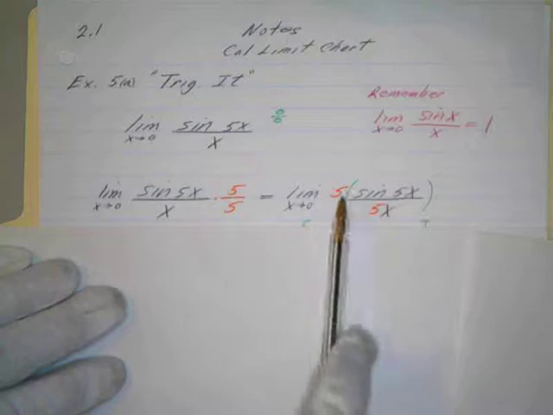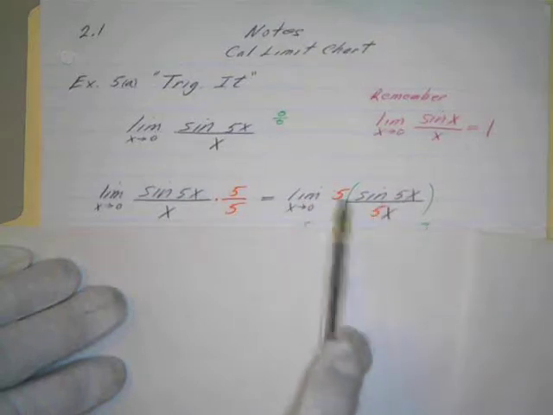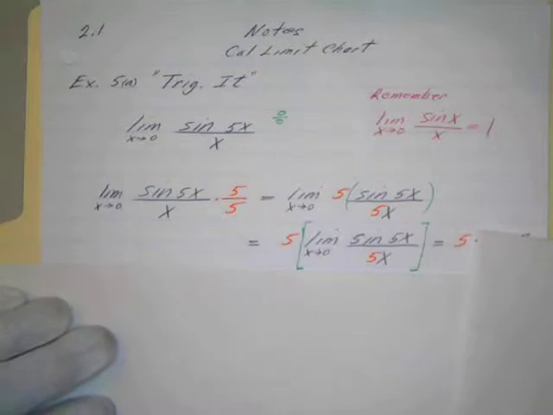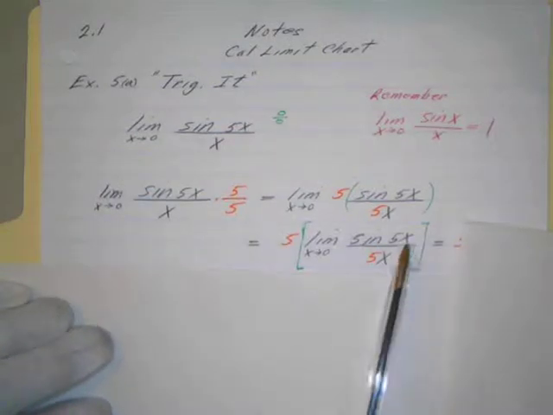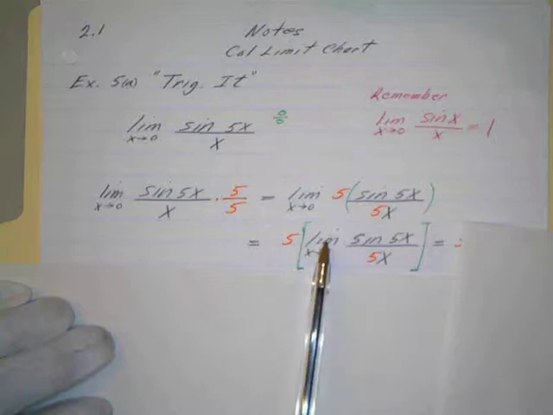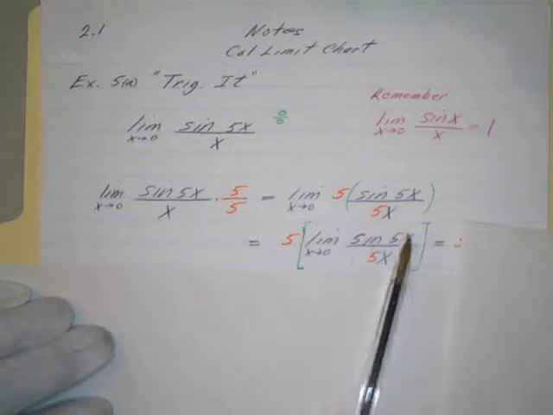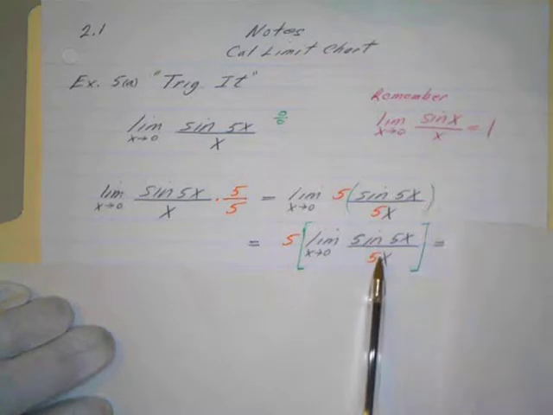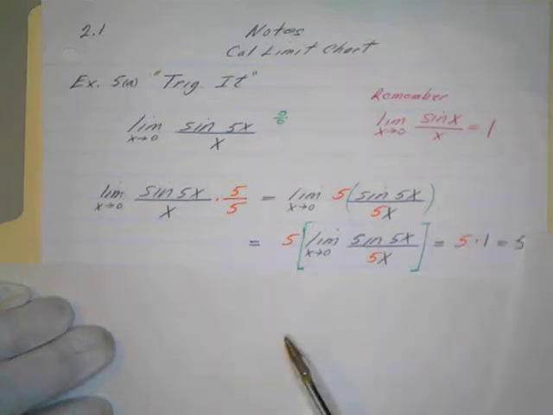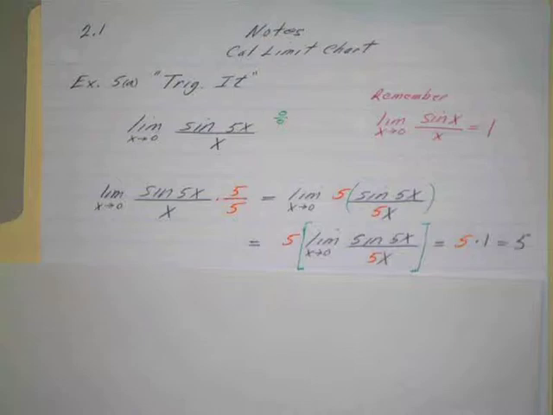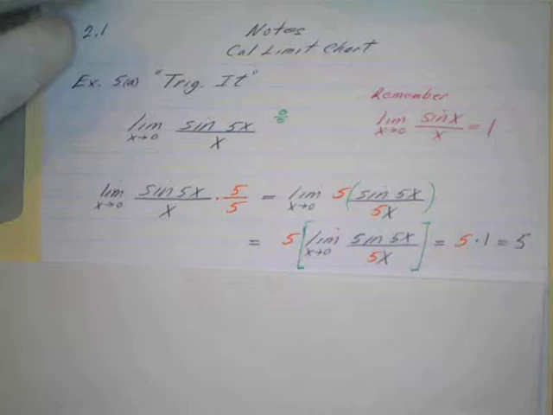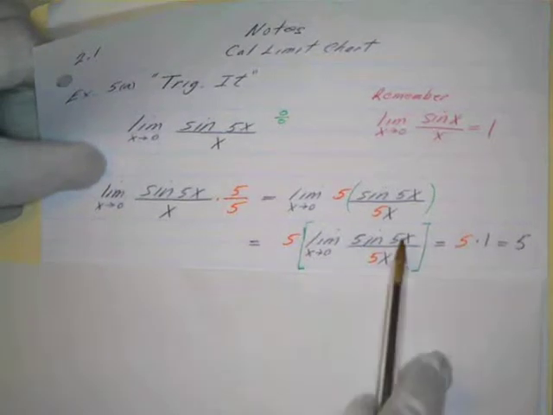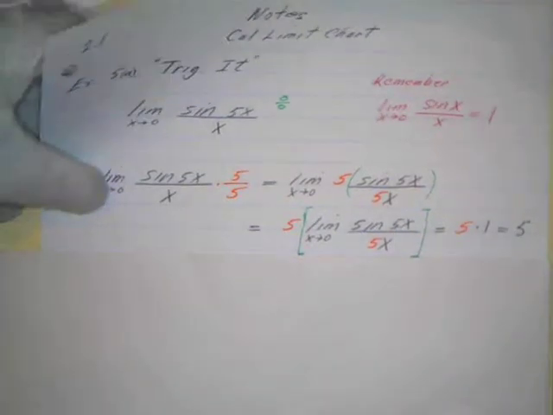Now I can use the constant rule. Remember, the limit of a constant times a function is the constant times the limit of the function. So I can bring that 5 out front. And now we have a nice, neat, tidy limit as x approaches 0 of the sine of something over that something, the sine of 5x over 5x. This will equal 1. So I've got 5 times 1, which is 5. Okay? So that's not too bad. Again, we do have to doctor it up so it matches. That 5x has to match that number at the bottom.